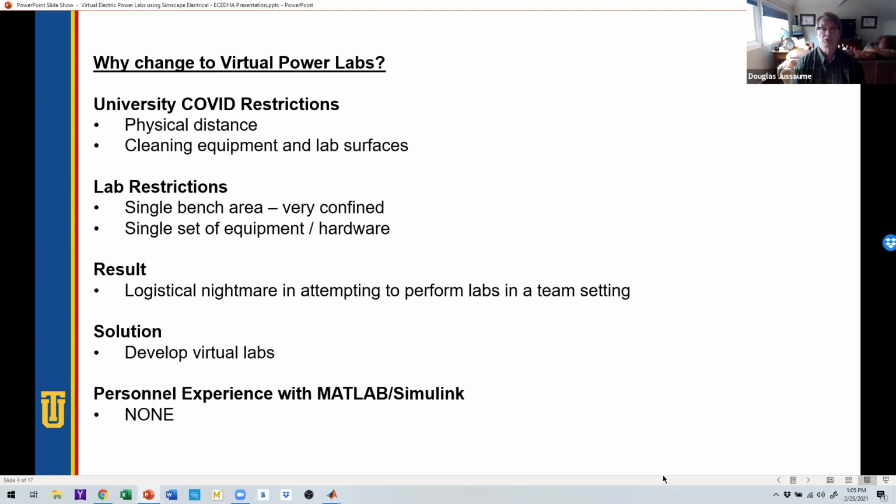So why change to virtual power labs? Well, COVID. With the university restrictions and the lab area and equipment restrictions we have, we realized that we would get into a logistical nightmare in trying to put our students through the hardware power labs. So our solution was to develop a virtual lab. Now, this is quite a challenge for me since I have no prior experience with MATLAB or Simulink at all.